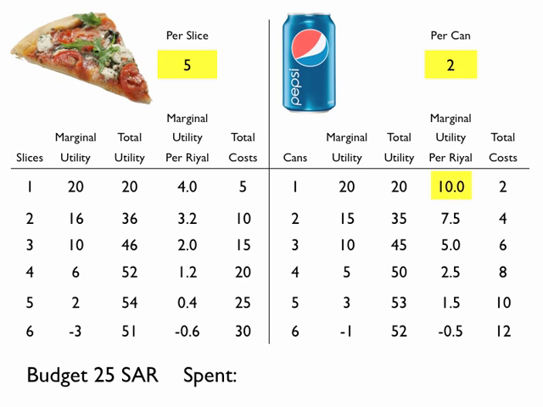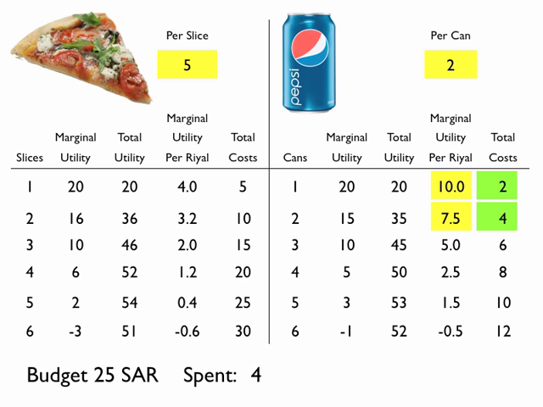So if we begin, we would consume the first can of Pepsi. That would give us 10 units of utility per Riyal, and it would cost us 2 Riyals. So we spent 2 Riyals so far. What would be the next thing that we would want to consume? Once again, we just look at our marginal utility per Riyal columns to see which one's giving us the highest rate. In this case, it would be a second can of soda, and our spending would be up to 4 Riyals.